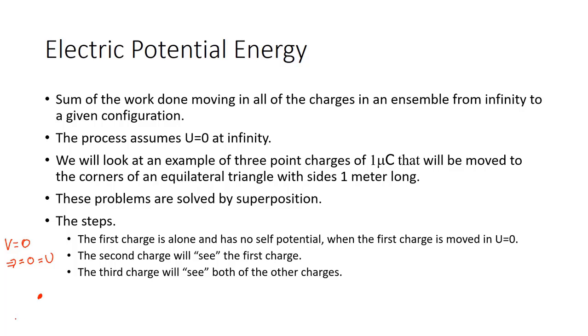Then the second charge is going to see the potential due to the first charge. So the potential due to the first charge at the location of the second charge is going to be equal to 1 over 4 pi epsilon naught, times 1 microcoulomb, 1 times 10 to the minus 6 coulombs, divided by a distance of 1 meter, which is going to make that 9 times 10 to the third volts.